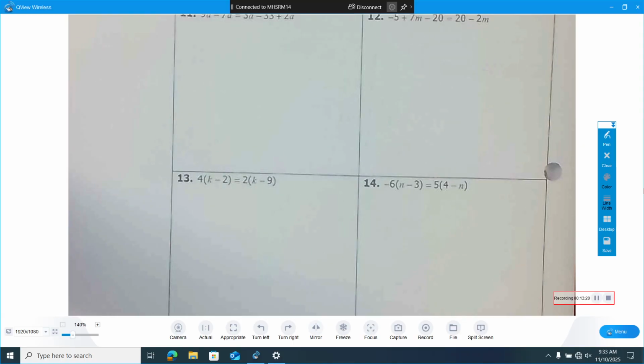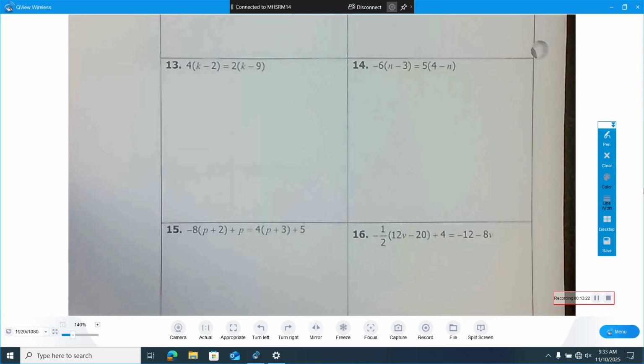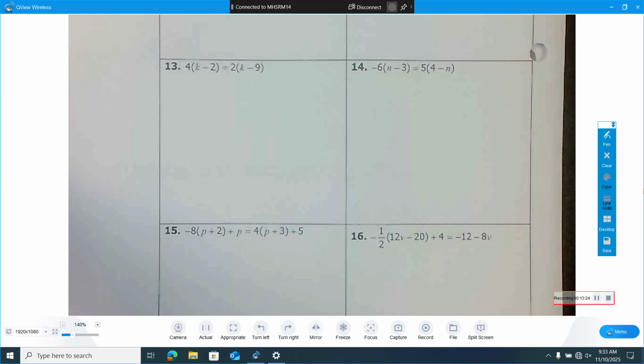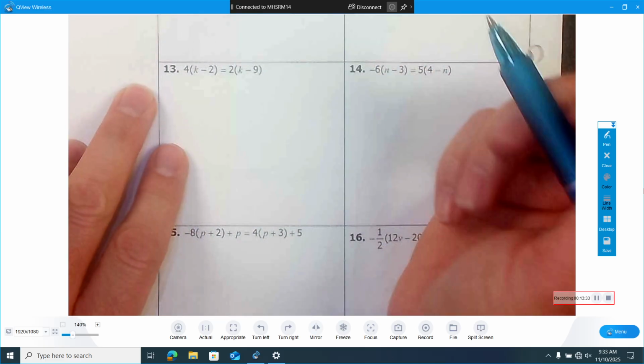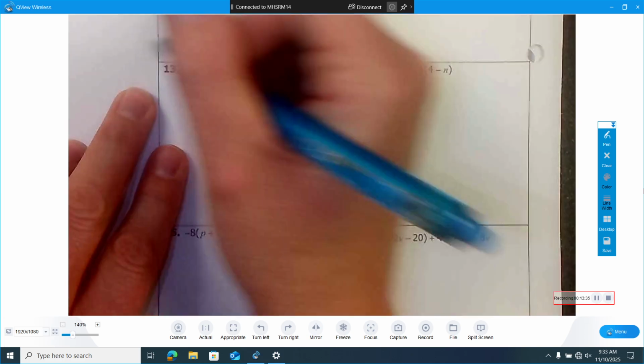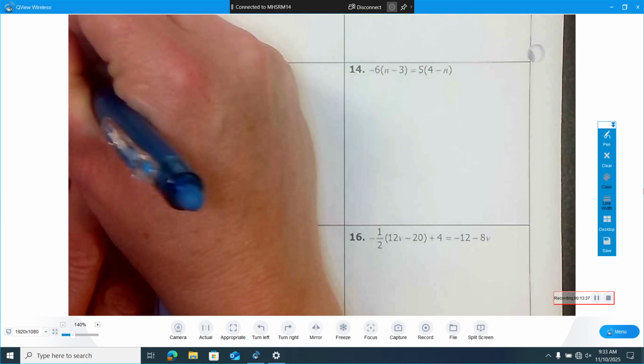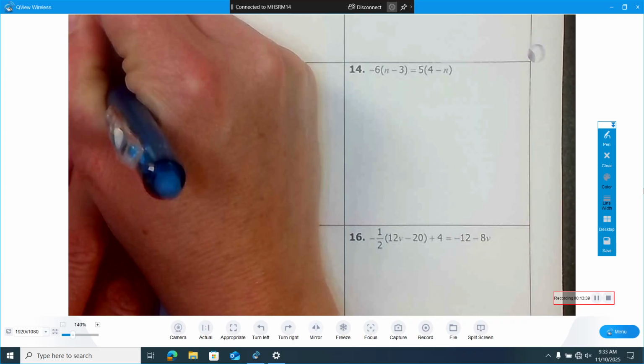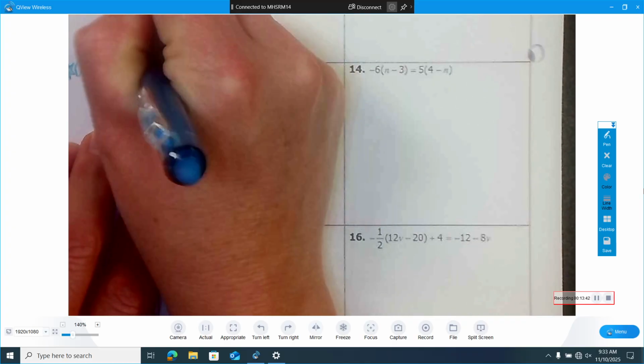So today you are going to see a couple with some distribution and combining like terms. So let's look at number 13. We have parentheses. What does parentheses tell you you need to do? Distribute. Yeah, this is definitely a distribute first. All right, distribute. Very good.